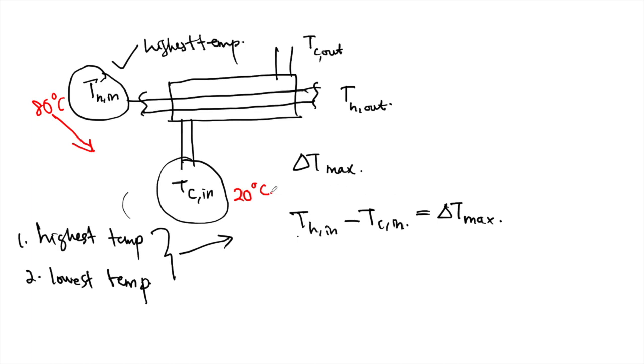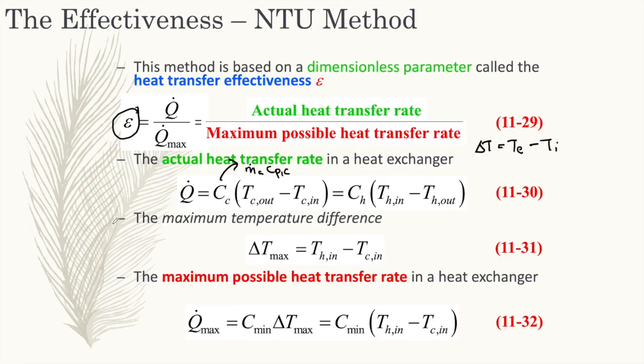Okay, maybe your temperature here 20 degree up to 80 degree. It can further increase up to 80 degrees Celsius. For TH in, it will reduce further to 20 degrees Celsius. That is the maximum. The highest temperature minus the lowest temperature, you will get the delta T, the maximum temperature gradient for that system. Okay, so that is maximum temperature difference.